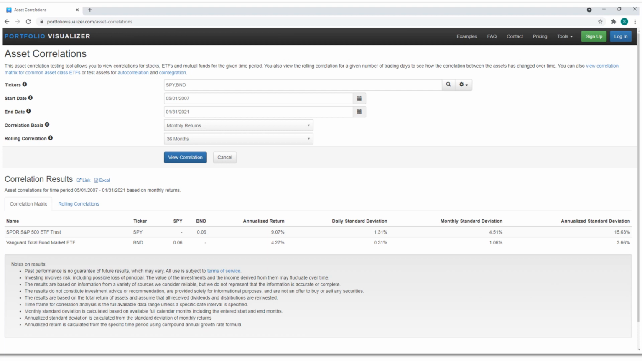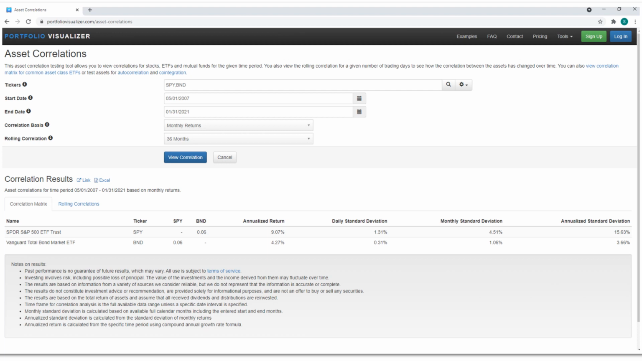It has a standard deviation of 15.63% and an annualized return of 9.07% over this time period. So using this data, 86% of the time, its yearly return could be as low as negative 6.56% or as high as 24.7%.